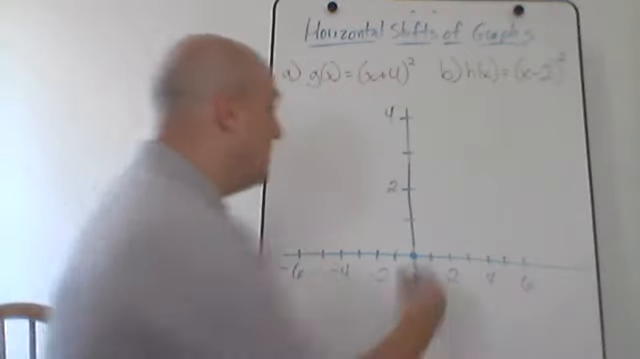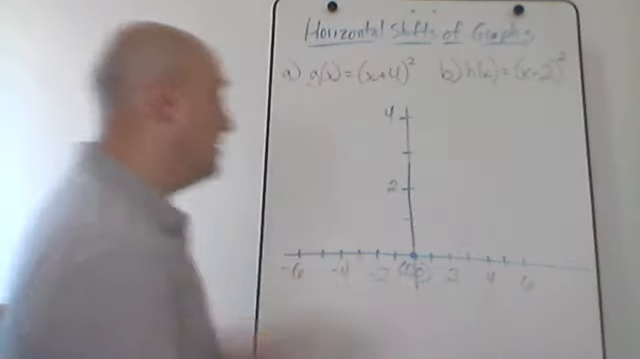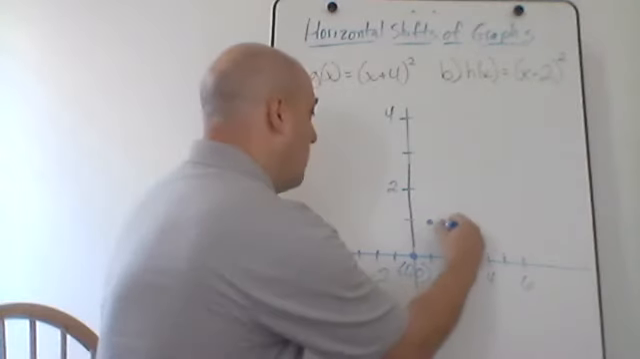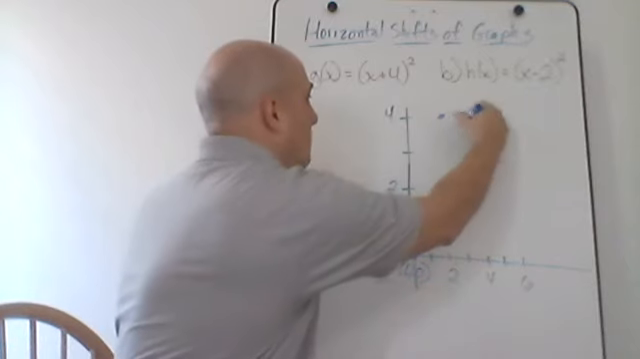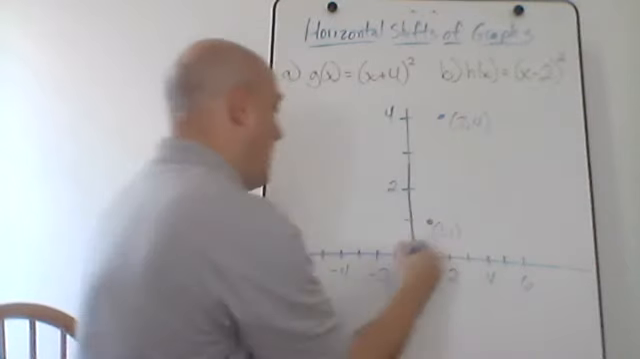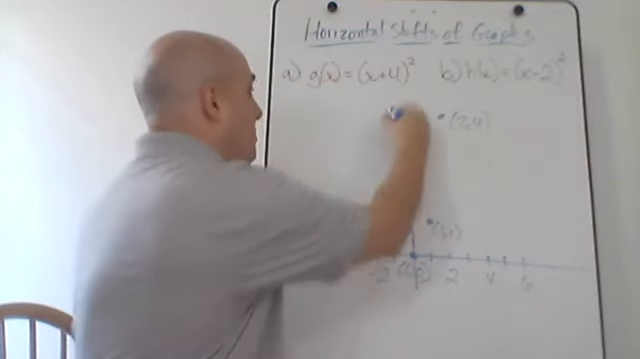Right? So some of the key points on the graph of the parent function y equals x squared are 0, 0, the point 1, 1, the point 2, 4, and then negative 1, 1, negative 2, 4.